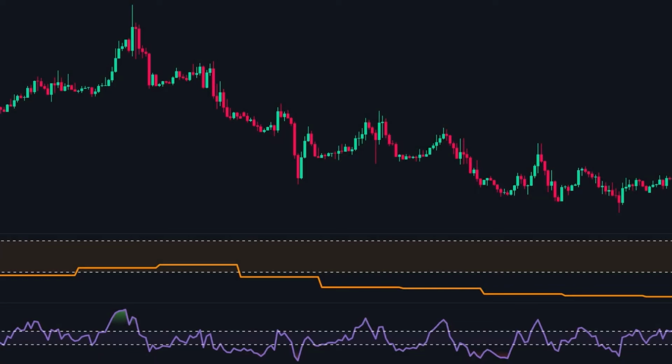Now let's look at a sell trade. On this chart, the orange RSI is clearly below 40, indicating that the price is declining. In such cases, we should explore selling opportunities. When the price pulls back and the RSI rises above 60, a selling opportunity presents itself.